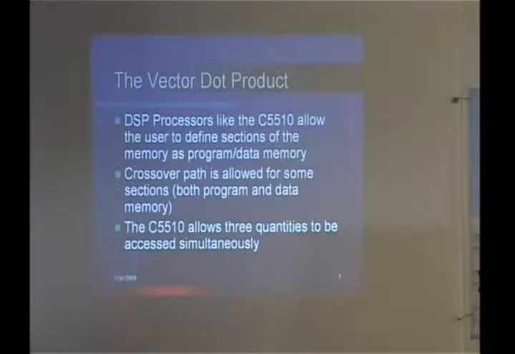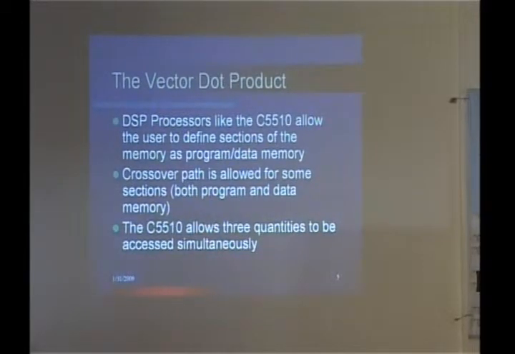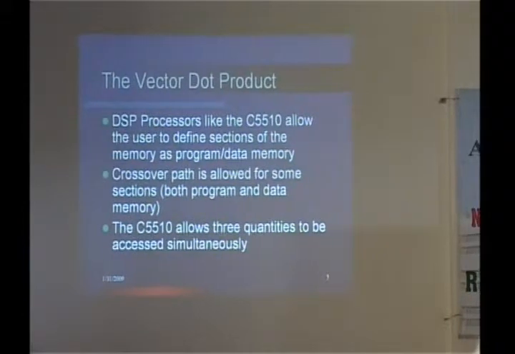DSP processors like the C5510 from Texas Instruments, that I will be talking about later, allow the user to define sections of the memory as program memory and data memory. This makes it a modified Harvard architecture. Right? You can specify various locations. I think that is not important. The crossover path is allowed, and the 5510 allows 3 different quantities to be accessed simultaneously. Not 2 but 3. We will understand why this is so important.